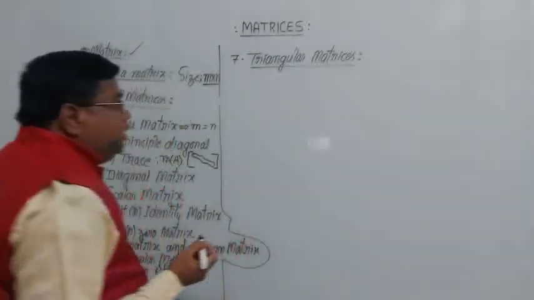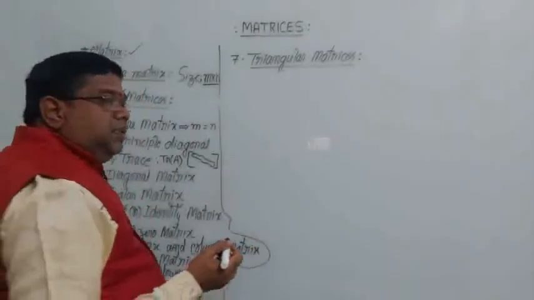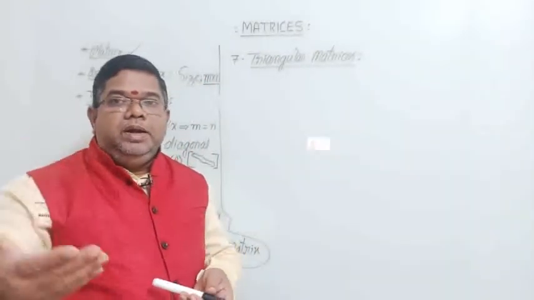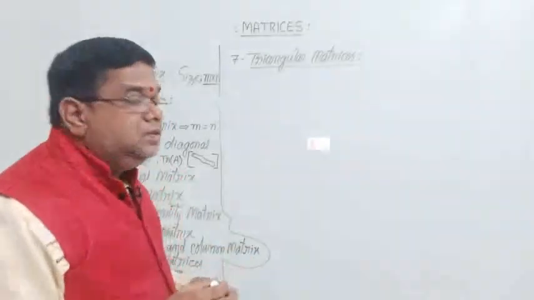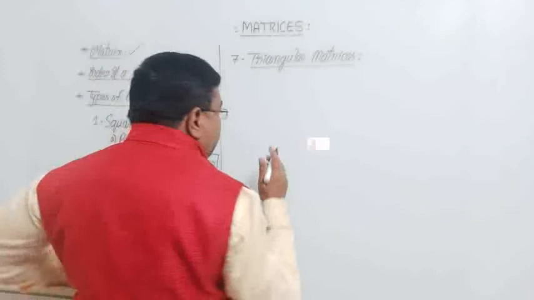See here, what is meant by triangular matrices? Now here there are two types: upper triangular and lower triangular matrices. So what is meant by upper triangular? What is meant by lower triangular?